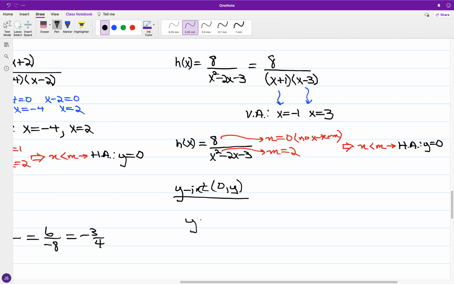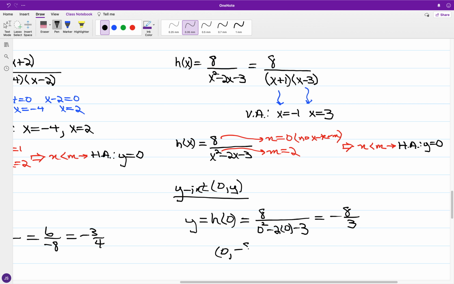So for the y-intercept, you have the determination of y whenever x is set to 0. So we have 8 over 0 squared minus 2 times 0 minus 3. And guess what? We have 8 over negative 3. So we have that y is equal to negative 8/3.